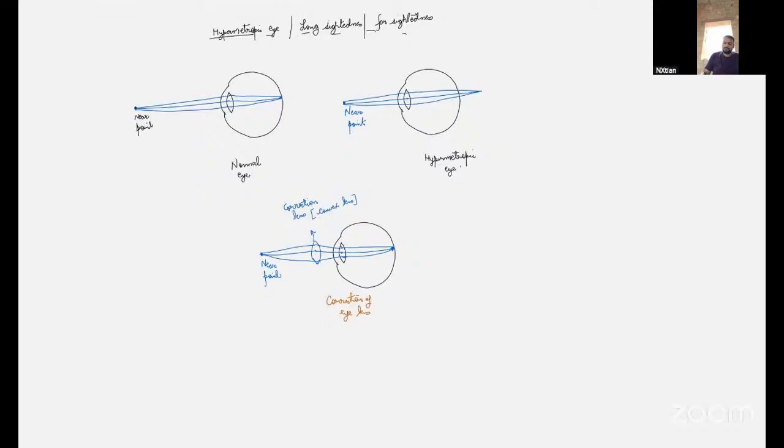Then write it down. For the correction of this defect, we use a convex lens. Which lens? Convex lens.